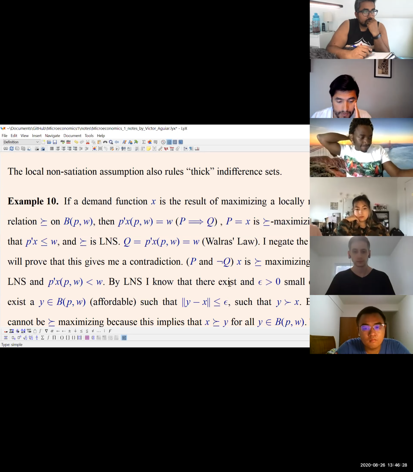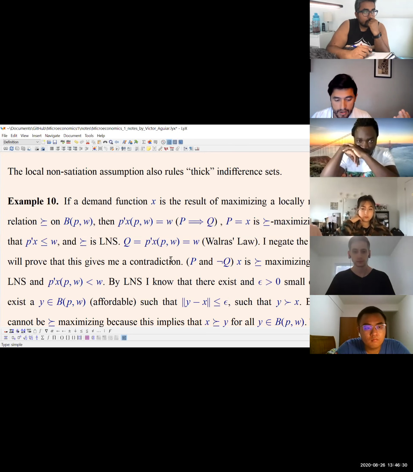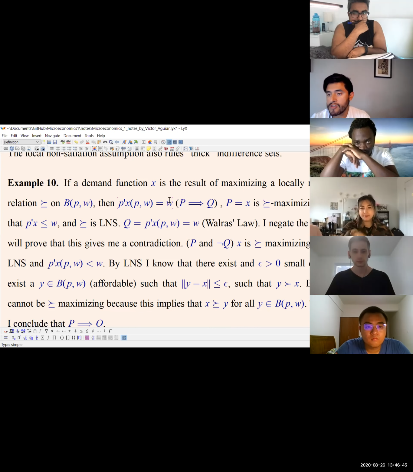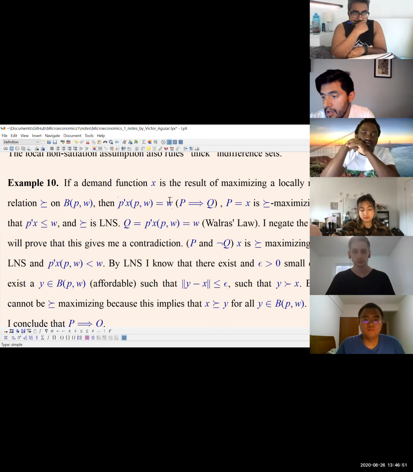Now I'm going to give you a quick example where the demand function is going to be the result of maximizing a locally non-satiated preference on a budget constraint, right? Then you have to be on the budget line. Do you understand this? So Walras' law is an implication of maximizing a preference that is locally non-satiated. Can you see this is true?